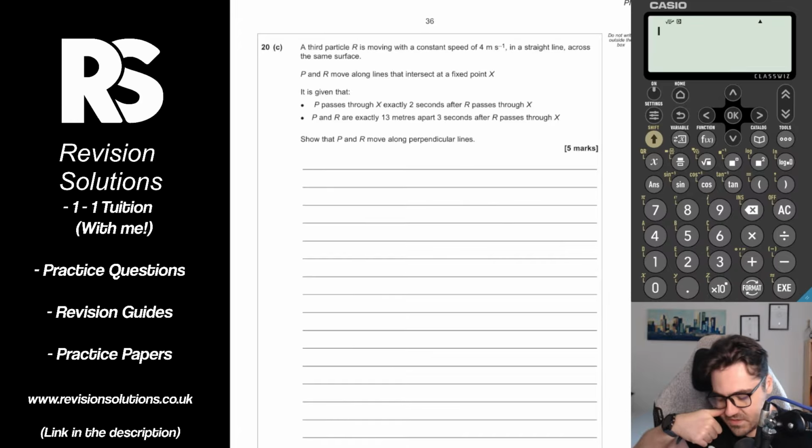Then it says, part C, a third particle R is moving with a constant speed of 4 meters per second in a straight line across the same surface. P and R move along lines that intersect at a fixed point X. It is given that P passes through X exactly 2 seconds after R passes through X. P and R are exactly 13 meters apart 3 seconds after R passes through X. So that's a lot of information.